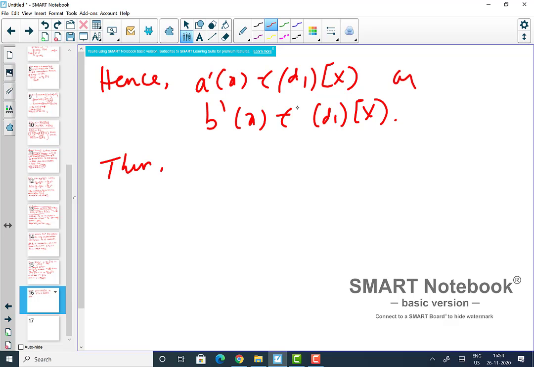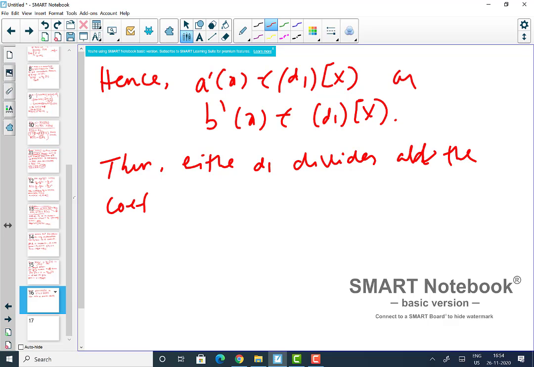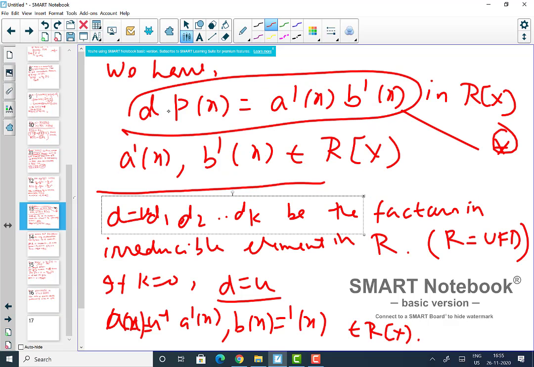So thus, if D1 divides, then what happens? So thus either D1 divides all the coefficients of a dash x or b dash x, all the coefficients, right? So what does that mean? That means you can cancel out b dash, right? So in the star, D1 is here in the left hand side, and you know that D1 also sits inside either a dash x or b dash x, so you can cancel out.